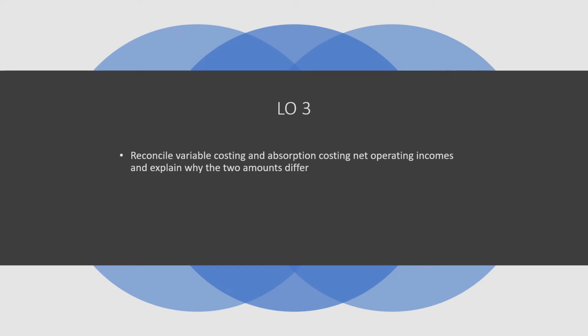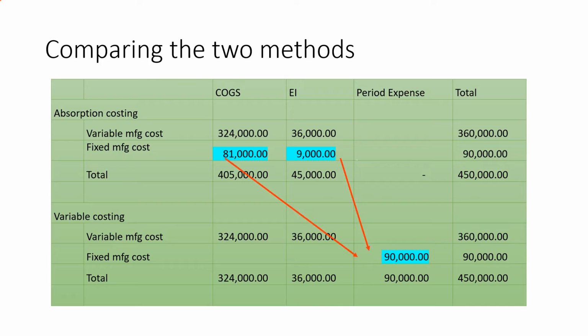Now we move to our third learning objective. That is to reconcile variable costing and absorption costing net operating incomes and explain why the two amounts differ. Okay, tingnan natin itong table na to. Bago natin i-discuss yung laman ng table na to, balikan natin yung given.